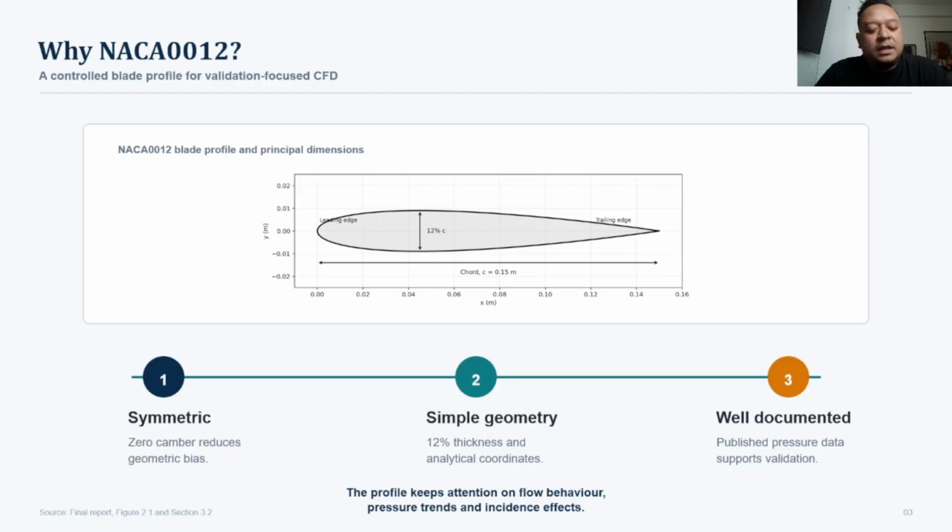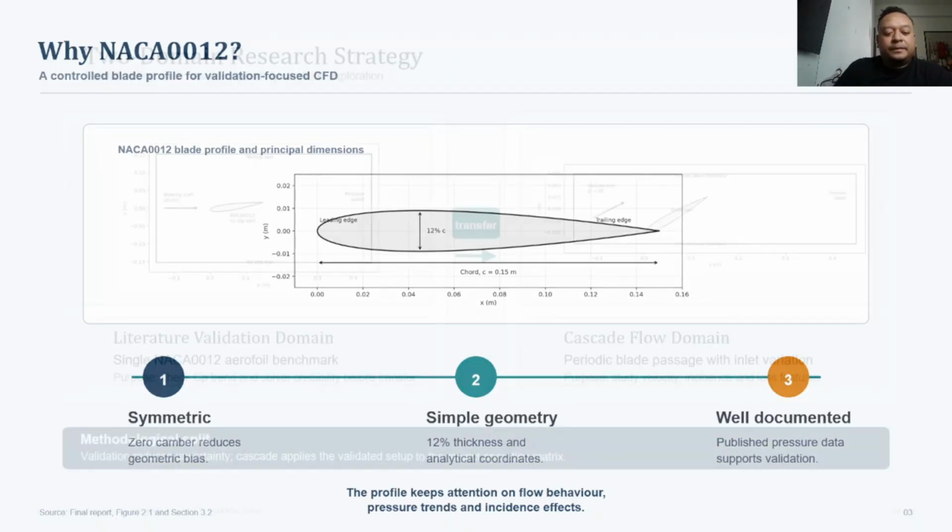Another reason is that NACA 0012 has many available experimental and numerical studies, especially pressure coefficient data. This makes it suitable for validation. For this project, we use it as a control blade section so that we could focus on pressure distribution, velocity field, boundary layer behavior, wake formation, and loss trend. The profile therefore fits the project objective to study turbomachinery flow physics using a NACA-based blade.